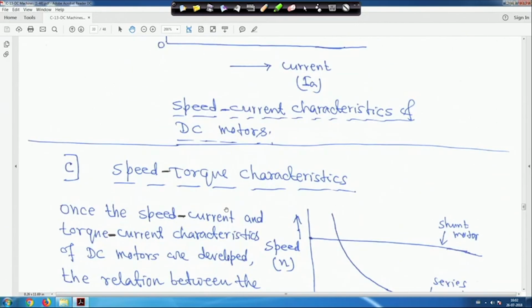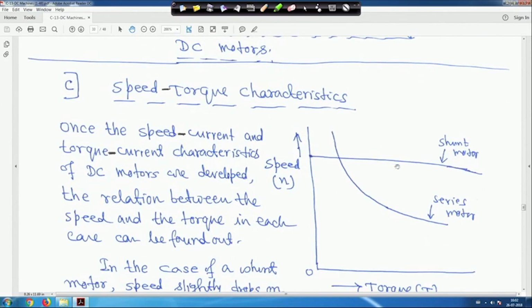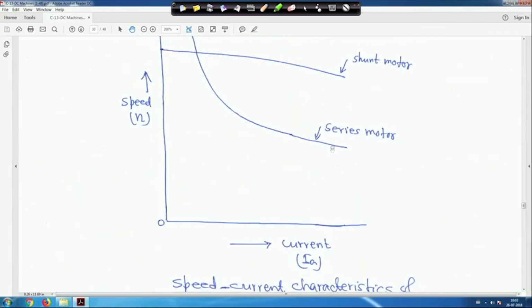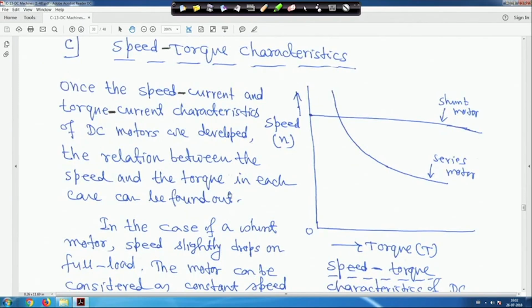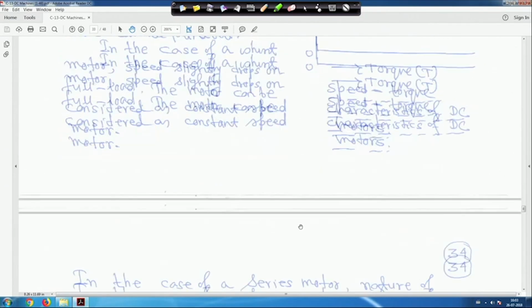Now, another one is the speed-torque characteristic. In this case also, more or less, you will find that the speed-torque characteristic for the shunt motor and the speed-current characteristic for the shunt motor are the same in nature. Once the speed-current and torque-current characteristics of DC motors are developed, the relation between speed and torque in each case can be found out. In the case of a shunt motor, speed slightly drops on full load, so the motor can be considered a constant speed motor. This is the speed-torque characteristic of the DC motor.